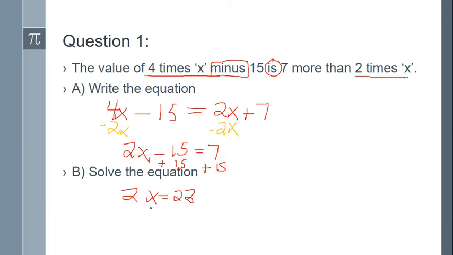And then the last step, to undo multiplying x by 2, we'd have to divide both sides by 2. So finally we get that x is equal to 22 divided by 2, which is 11. You can always check that you are correct by plugging your answer into the original equation, as long as the original equation you wrote was correct.